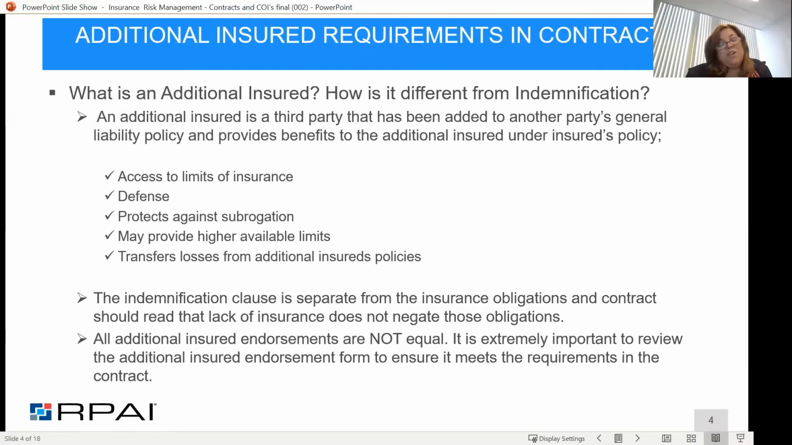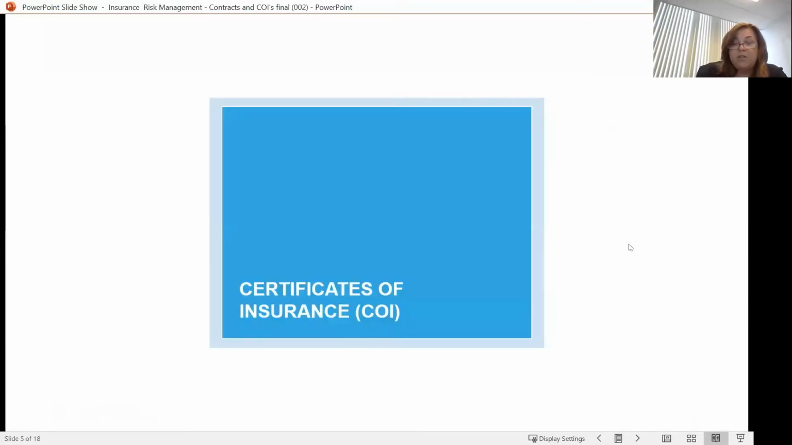So in looking at additional insured endorsements, how do you know which one is the right one? Because they're not all equal. There's a lot of different forms out there. A lot of different companies have their own manuscripted form. So how do you make sure that everything that you're asking for is being provided by that additional insured endorsement? So let's take a look at the certificates of insurance that they're going to be offering us.